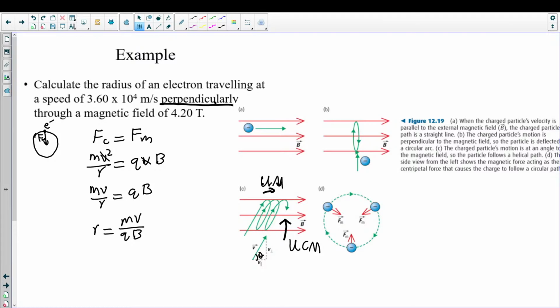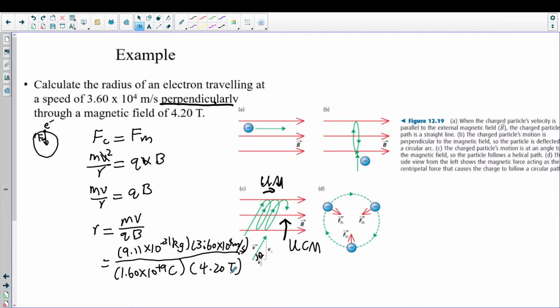Because we have all those values. The mass of the electron is 9.11 times 10 to the negative 31 kilograms. The speed is given to us, 3.60 times 10 to the 4 meters per second. The charge of an electron is the famous 1.60 times 10 to the negative 19 coulombs. And the strength of the magnetic field is 4.20 Tesla.